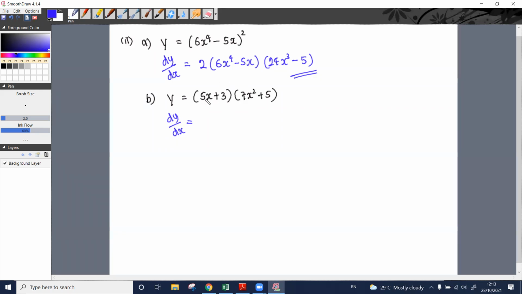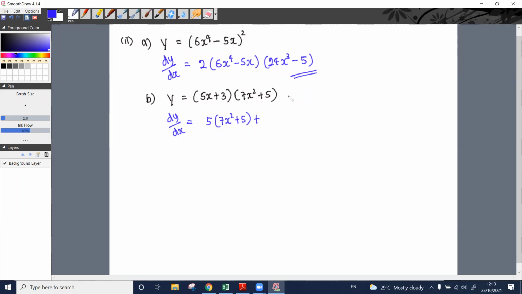First, you need to differentiate the first group, 5x plus 3. When we differentiate a constant we get 0, and differentiating 5x gives 5. 5 into the second group as it is, 7x squared plus 5. Then plus.